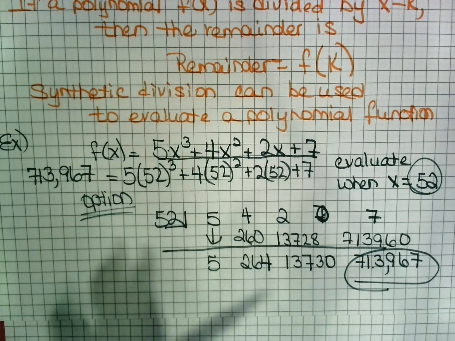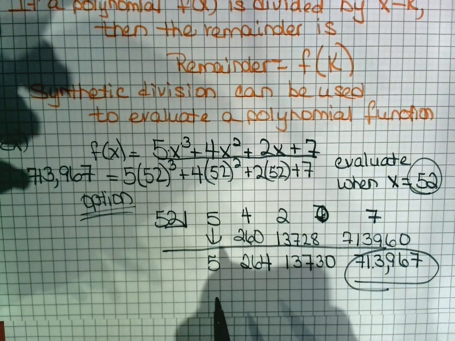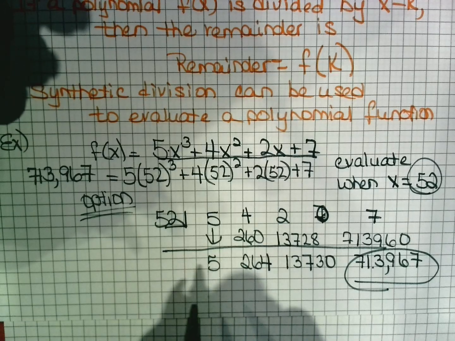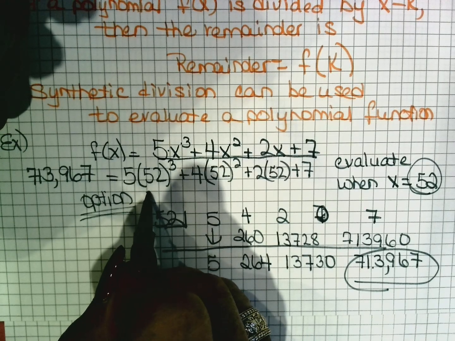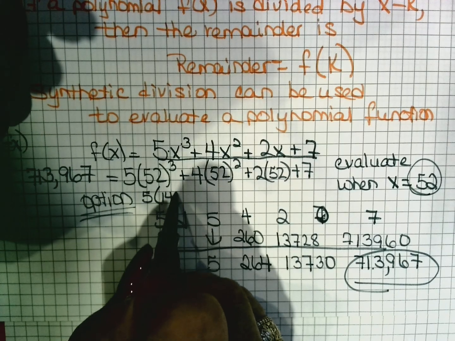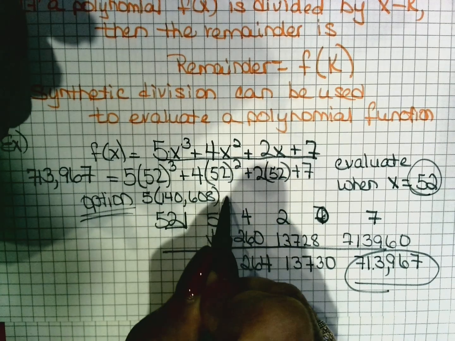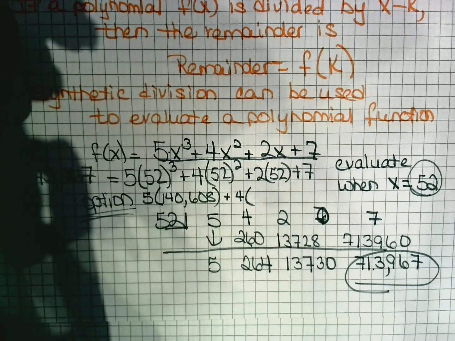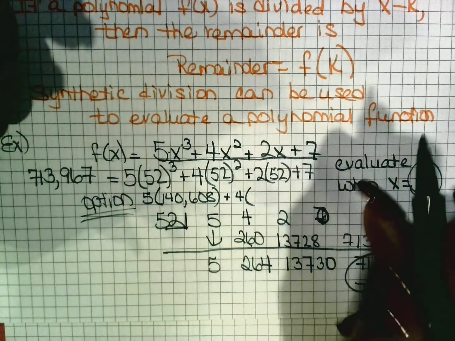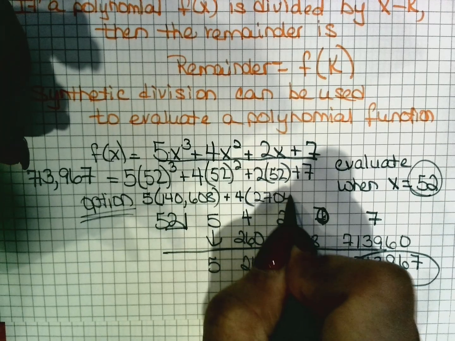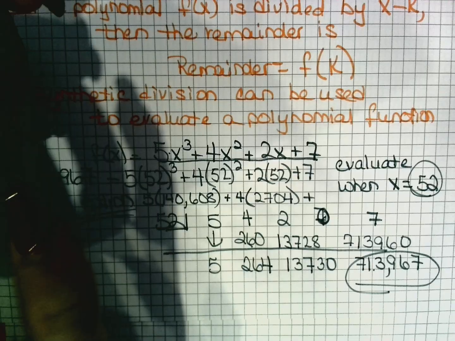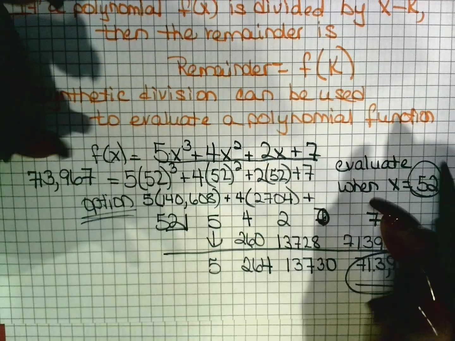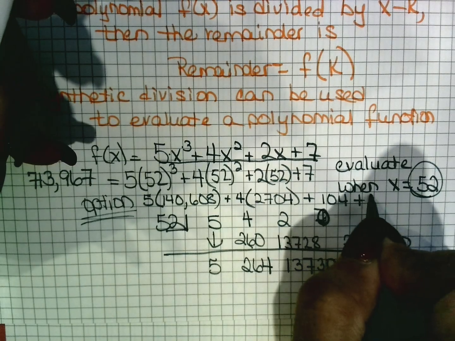And this should be the same answer that I get up here, 713,967. We can check it because I know you don't believe me. So 52 to the third power, that's a lot. Let's see where I can put this. This is 5 times 140,608, and 52 squared is going to be 2704, and 52 times 2 is just 104, plus 7.